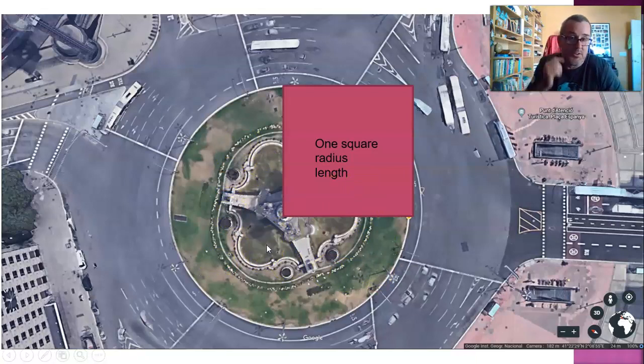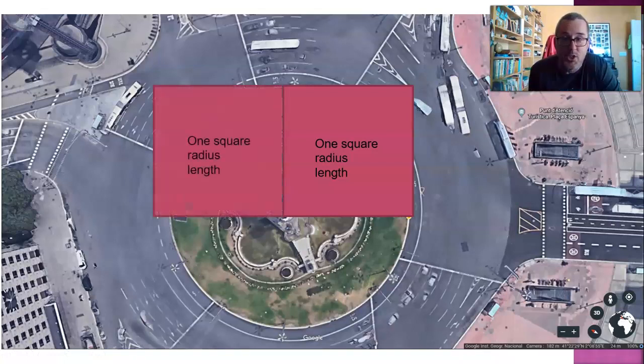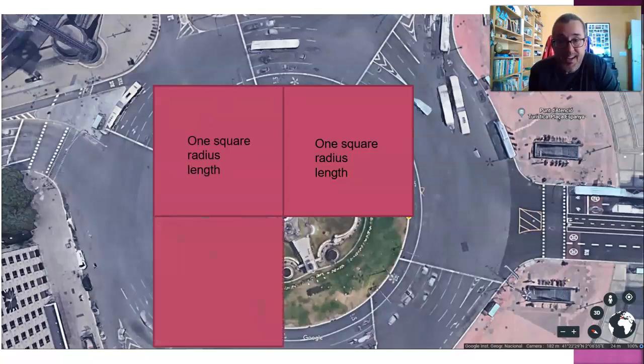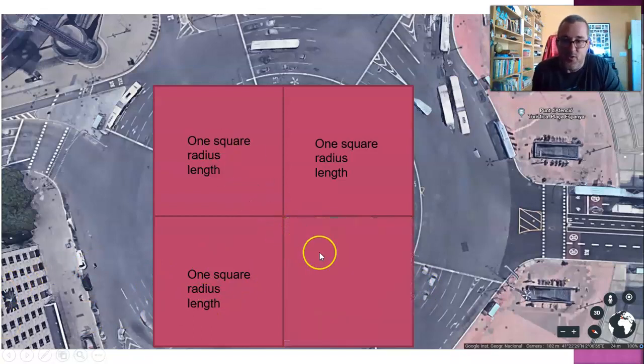So I would argue so far, the area of this circle is more than 1 square radius. How about 2? That's more than 2. 3? Now remember, this is a circle, and so we're cutting off the corners of these squares a little bit. So would those extra corners all fit in this space right here? So maybe it's 3. 4 is probably too much.